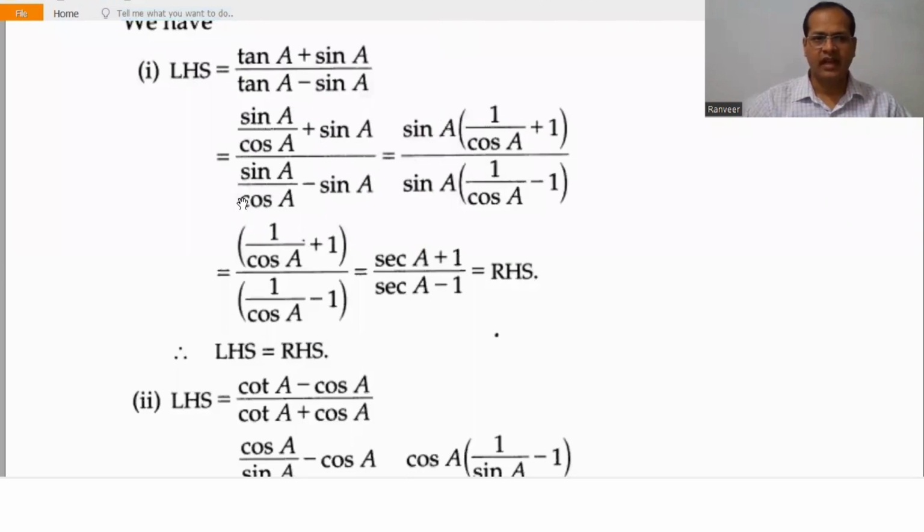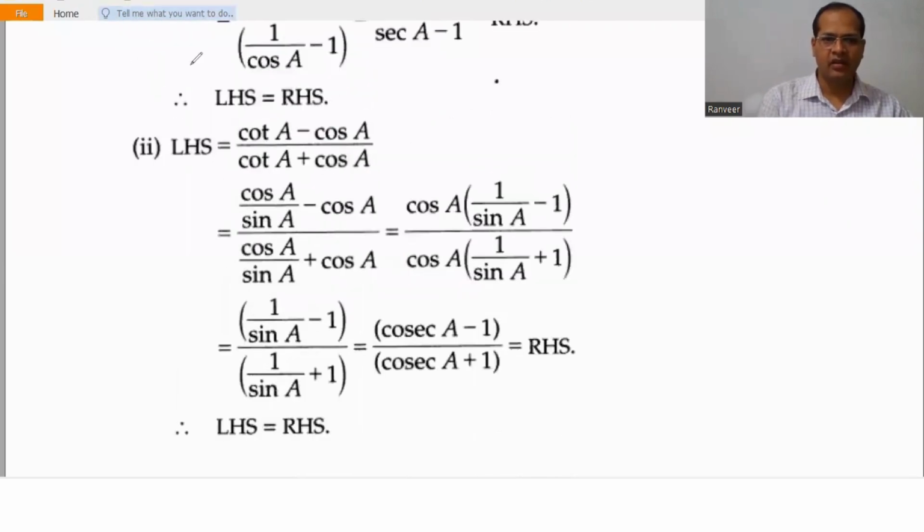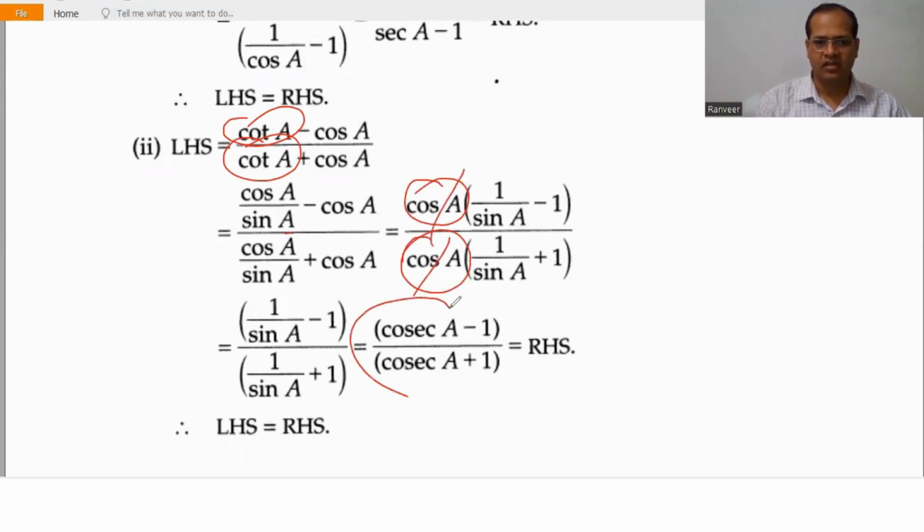Similarly, question number two, cot A and here cos A. We have to convert this cot A into cos by sin, and cos we have to take in the numerator and denominator, taking the common outside. So 1 by sin A, so this will become cosec A minus 1 by cosec A plus 1.